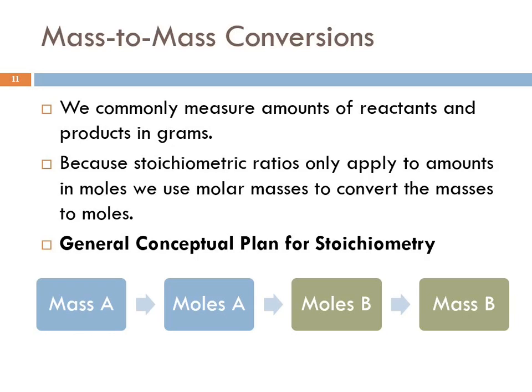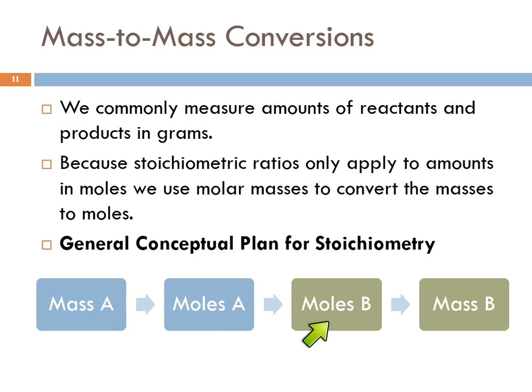Well, moles to moles is nice, but we usually measure things in grams, right? There's no balance that measures moles of anything. So this is our general conceptual plan for stoichiometry. What we just learned how to do is, if we have moles of one substance, figure out how many moles of another substance. That is at the core of stoichiometry. That's always going to be present in the middle. Moles of one thing to moles of another comes from the balanced chemical equation.